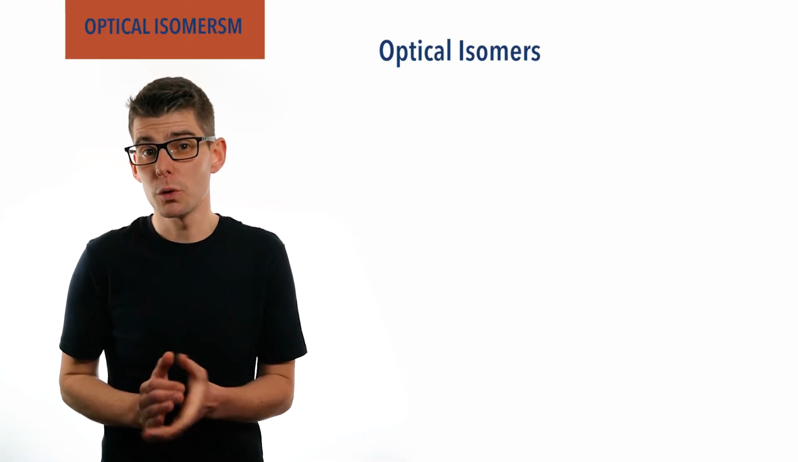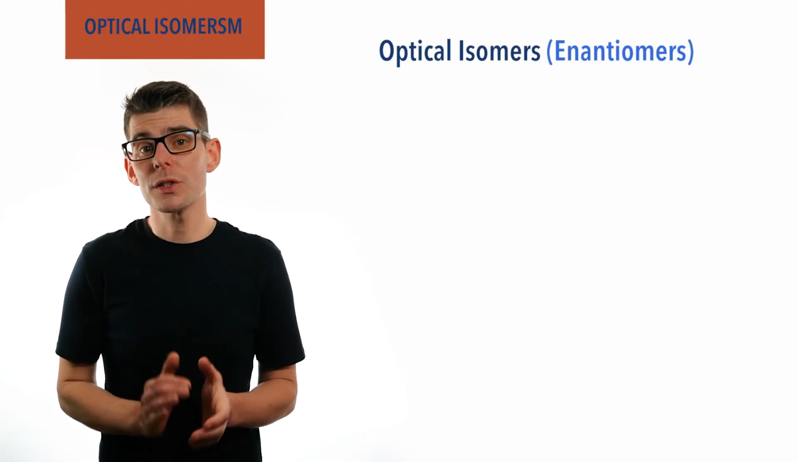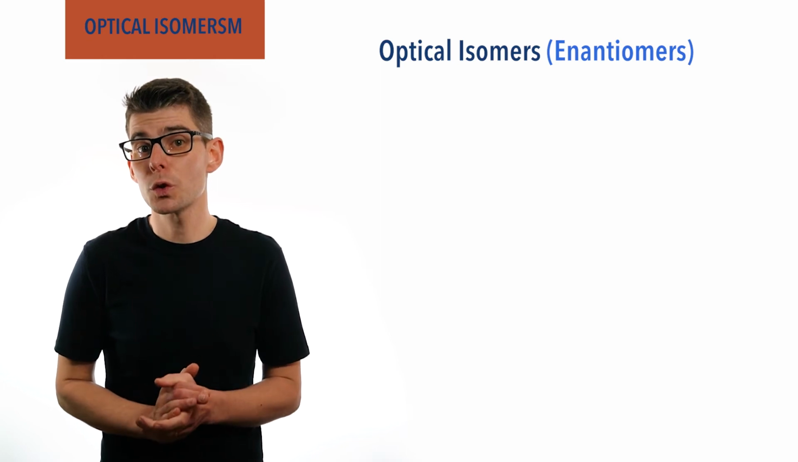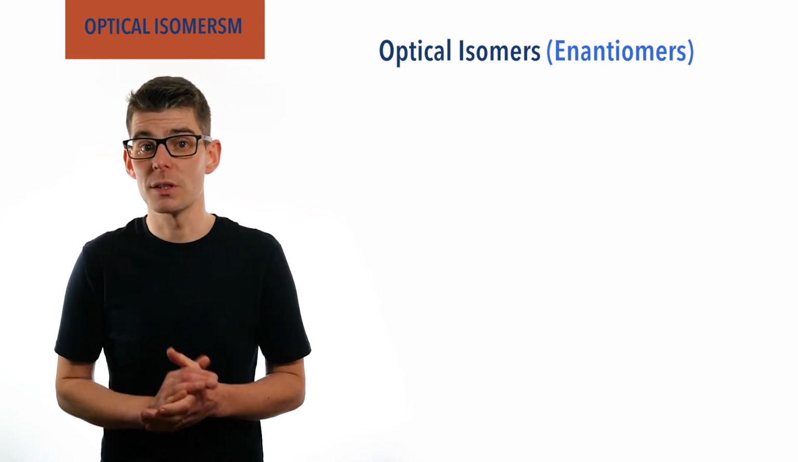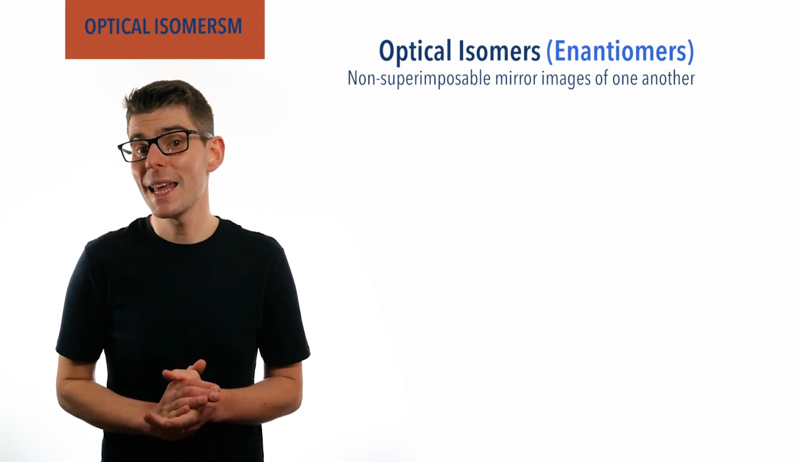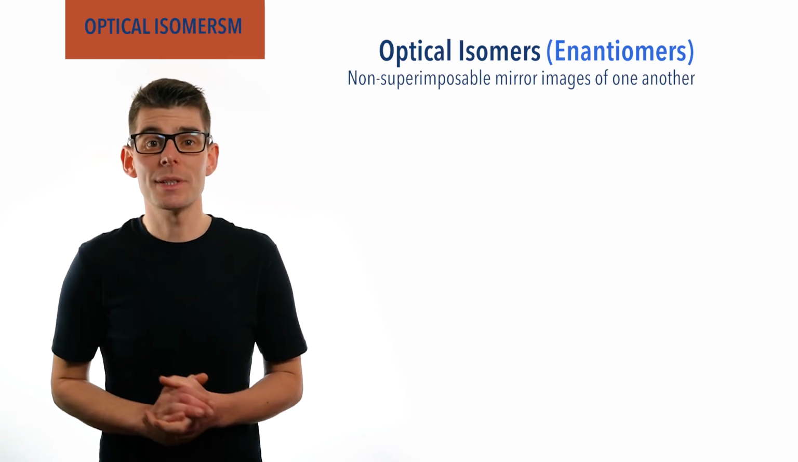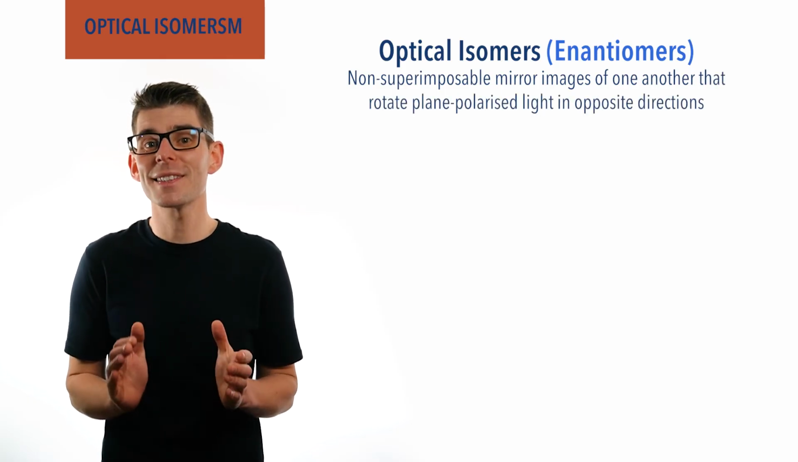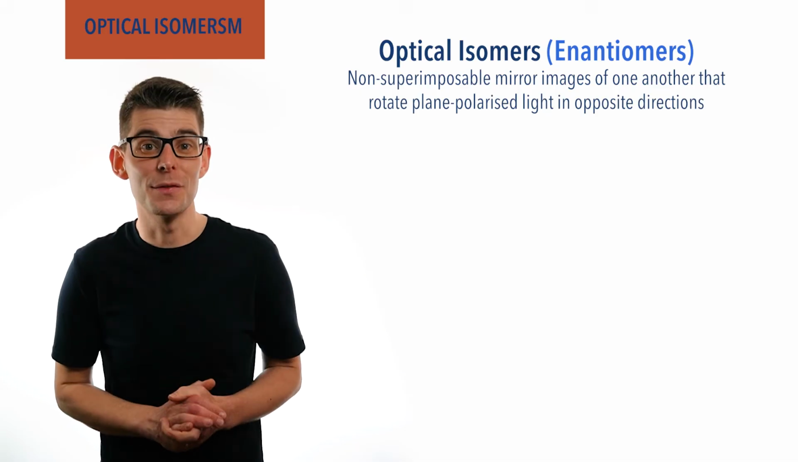Recap done? Let's go. Optical isomers, also called enantiomers, are stereoisomers that are non-superimposable mirror images of one another that rotate plane polarized light in opposite directions. That sounds horrible and confusing.